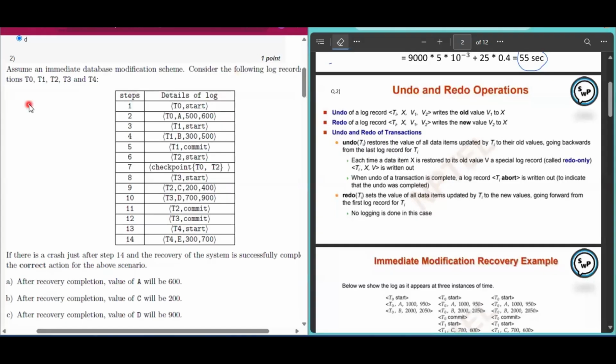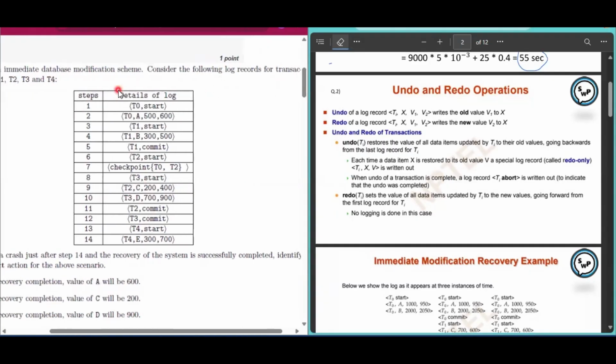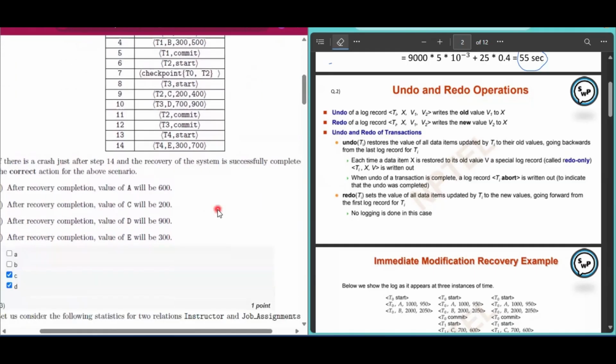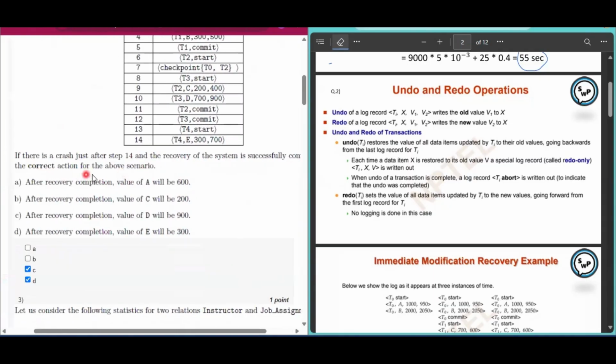So coming to question number 2, assume an immediate database modification scheme. Consider the following log records for the transactions T0, T1, T2, T3, T4. So these are the log records. Now we have to identify the correct action for the above scenario. Now we have to know two things, one is the undo operation and one is the redo operation. Now what will happen if we perform the undo operation and redo operation? So if we perform undo operation on a log record, then this V1 value will be stored to X. If we do a redo operation, then this V2 value will be stored to X.